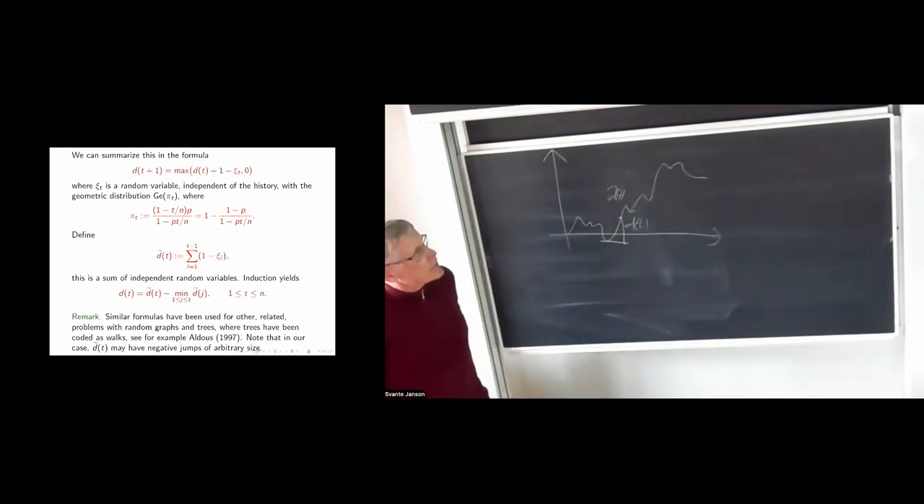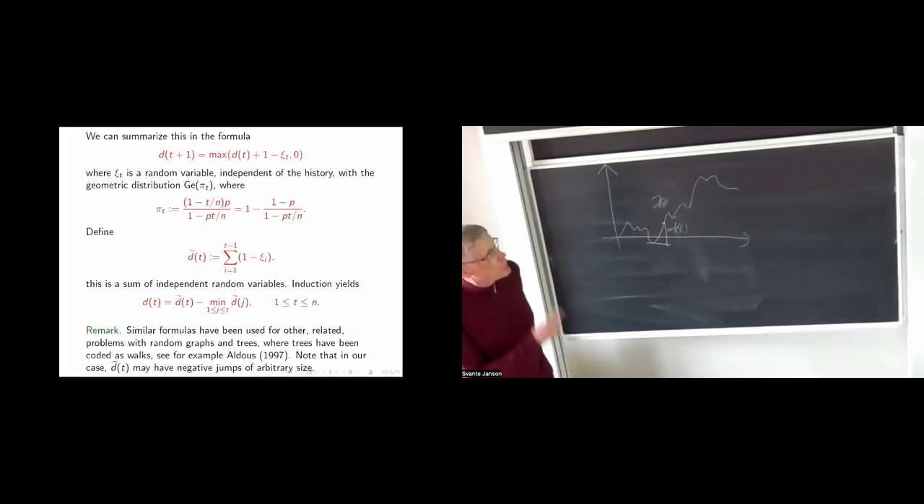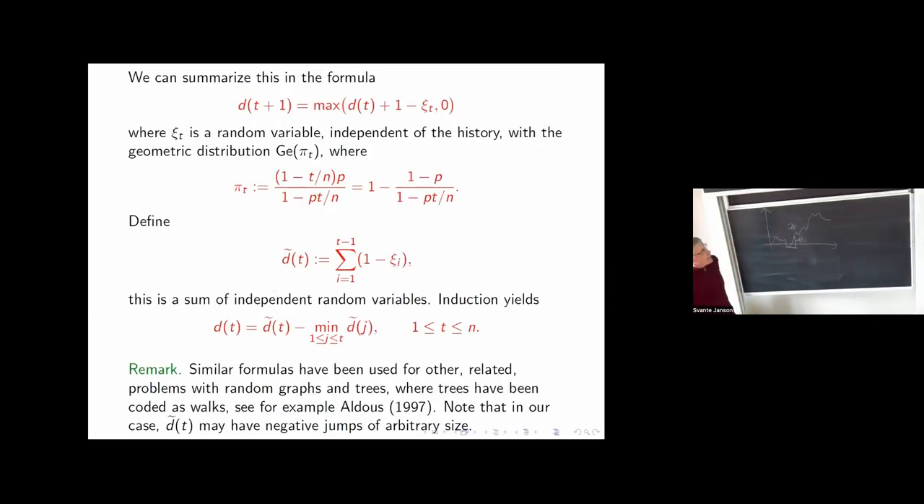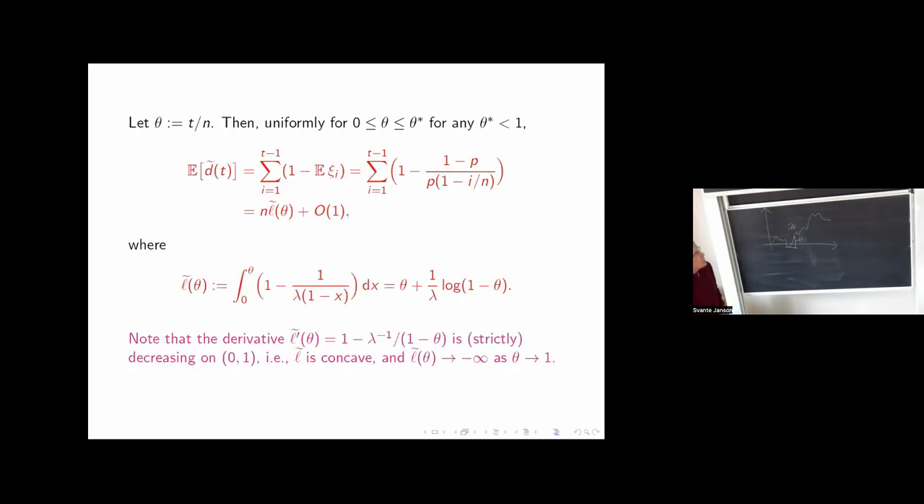And I should say that this is very similar to formulas that are used by, for example, Aldous and certainly a lot of other people as well when studying random graphs and trees and so on. You have some nice process with independent increments, or almost independent increments in some other cases. And then you subtract the previous minimum to get something positive, a nice excursion, which is something we see in other cases too. One thing which is a bit unusual here is that this d tilde may have negative jumps of arbitrary size, meaning, for example, in the other case, the negative jump would just be minus one. So that's a little bit of a complication in the analysis, but the same idea.